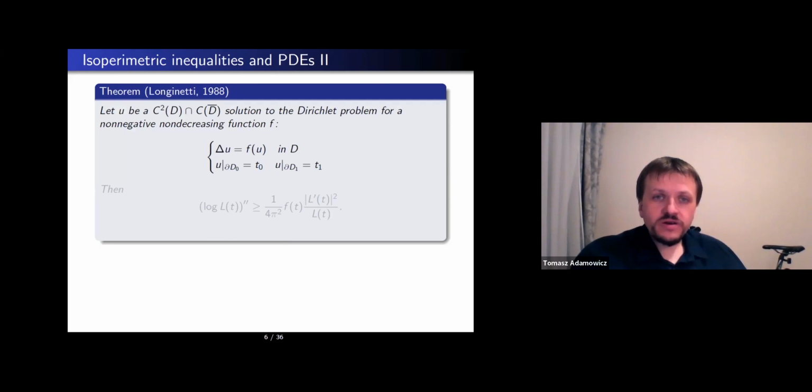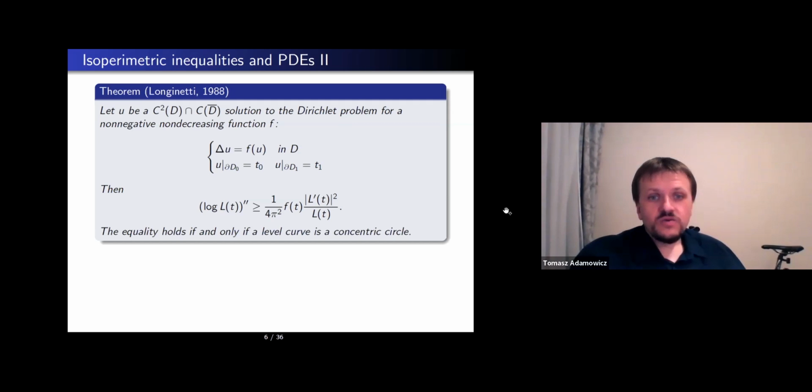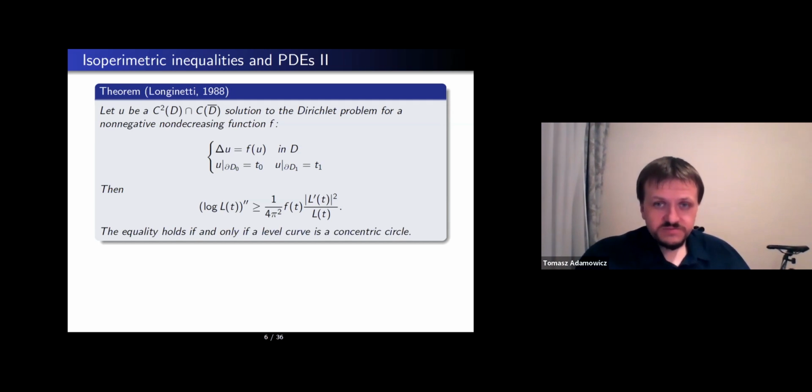In the same work, Longinetti also considered a harmonic non-homogeneous problem on annulus with constant boundary data. And for this type of problem, he proved the following inequality. And again, equality holds if and only if a level curve is a concentric circle.